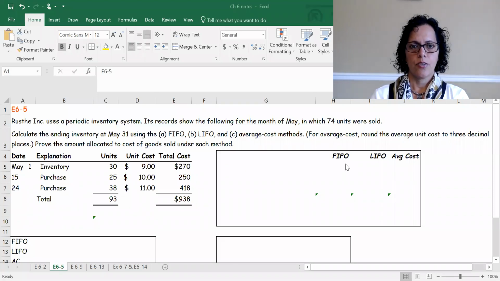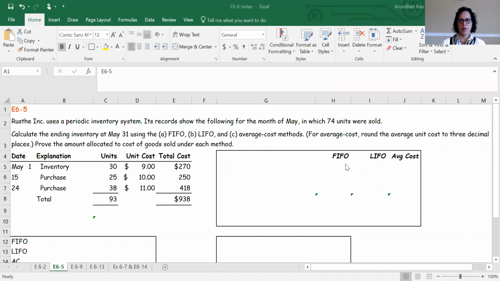Welcome back to the chapter on inventories. We're now going to work on exercise 6-5, and this deals with the periodic inventory system, and we'll see how to take care of calculating the ending inventory and then assign the value to the cost of goods sold account.